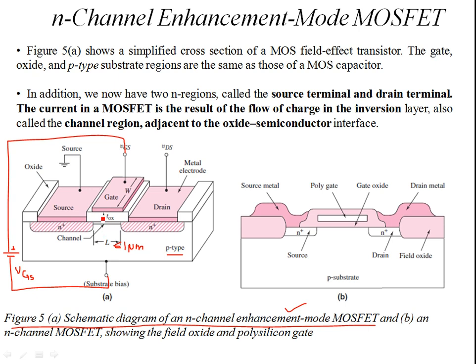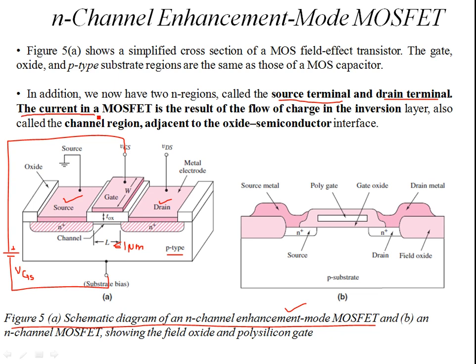Besides the MOS capacitor configuration, you see two more metal terminals over here. One is the source terminal and the other is the drain terminal. This is your source and drain, and you have the connection over here. You have VDS, that's drain to source.